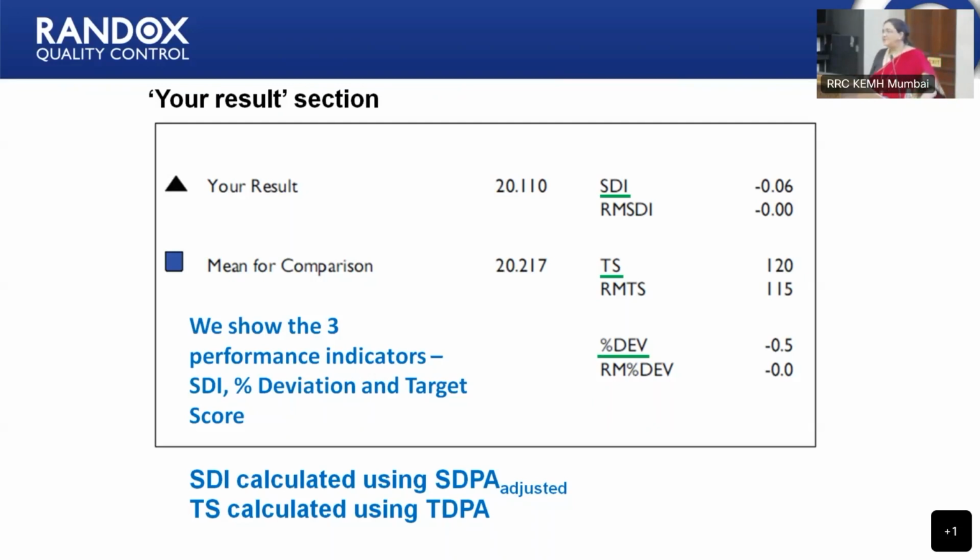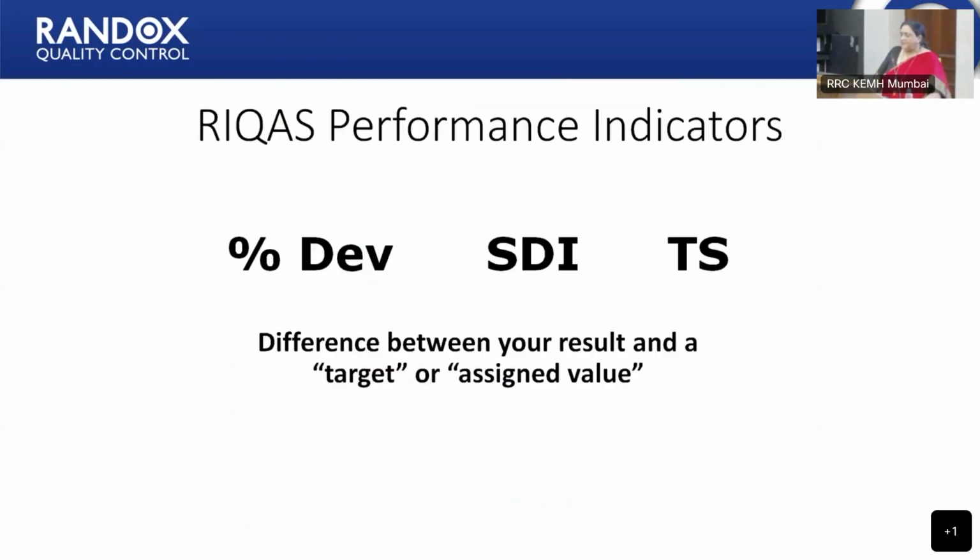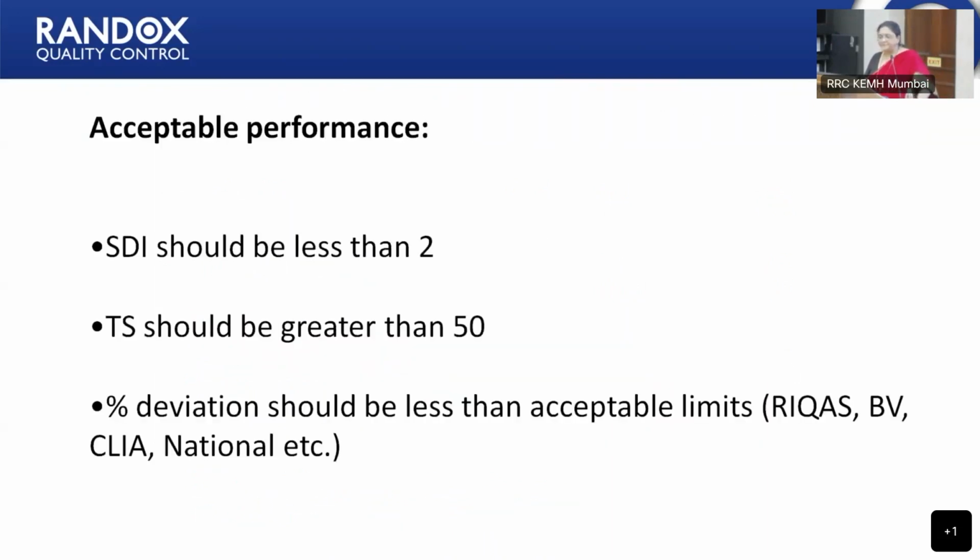Calculations of all these 3 performance indicators are interlinked. So if one is going beyond the acceptable limit, automatically the other will also go beyond it. All 3 performance indicators give the difference of the value that the lab has submitted from the peer mean, or the target, or the assigned value.